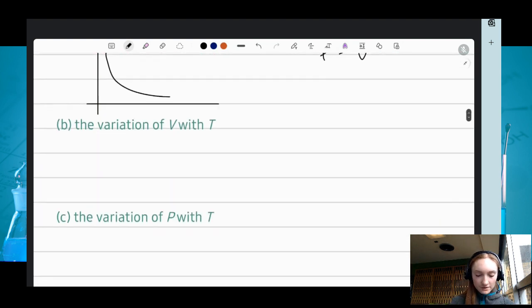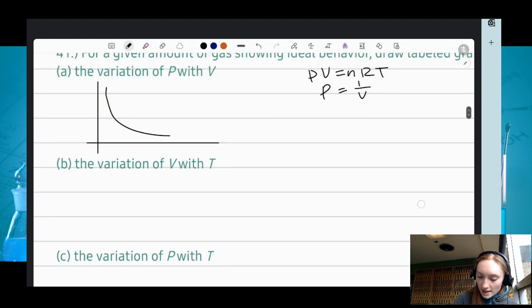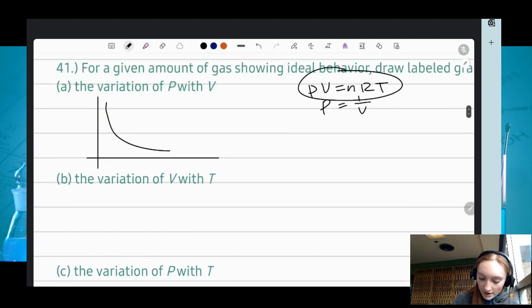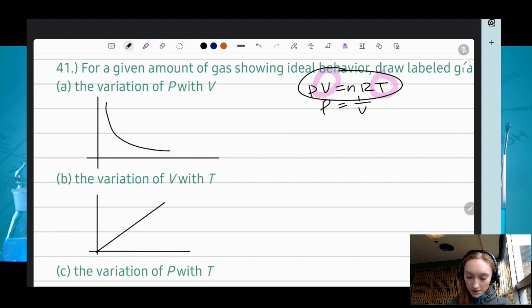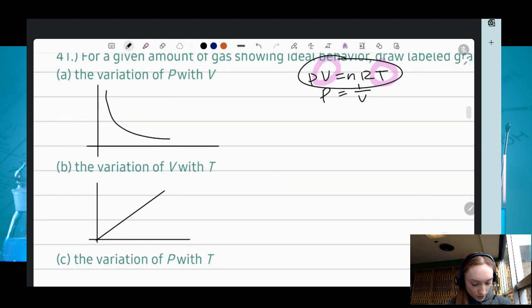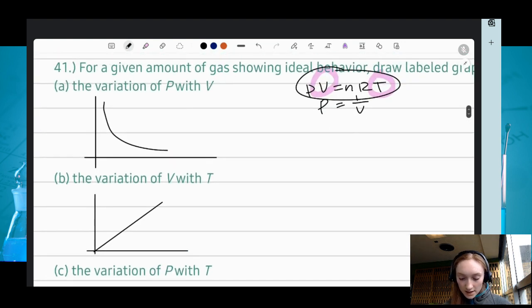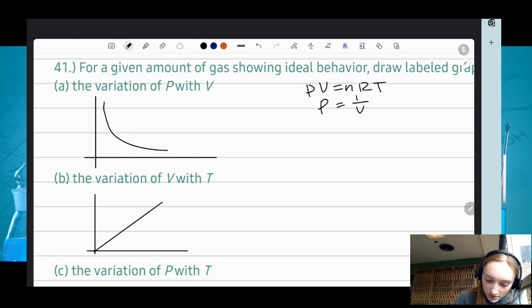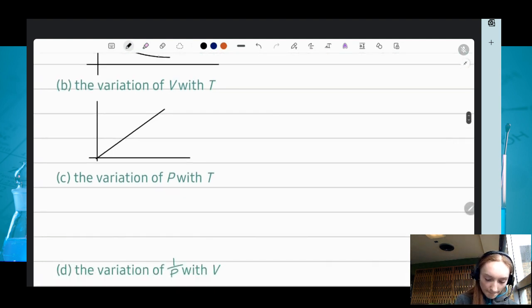Let's move on to B, the variation of V with T. Using the same equation, V is right here, T is on the other side, so it's directly proportional. As one goes up, the other one goes up. So this is going to have a linear relationship because of the structure of the equation. Now let's work on the variation of P with T. P with T is also directly proportional, because P is over here, T is over here. So it's also linear.